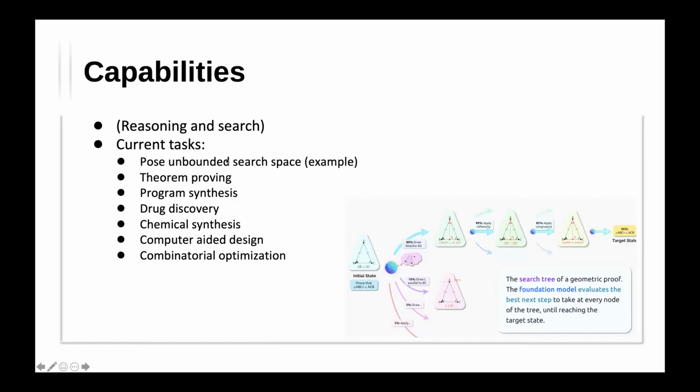And apart from it, it can do program synthesis, drug discovery, chemical synthesis, computer-aided design, something like that. So these are from reasoning and search. Your picture is just about how foundation models do theorem proving. I got it. So in this case, theorem proving is more like playing the game of Go, right? The AlphaCode.